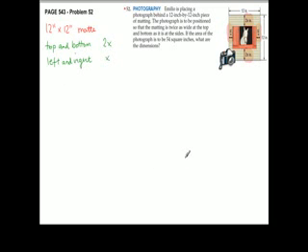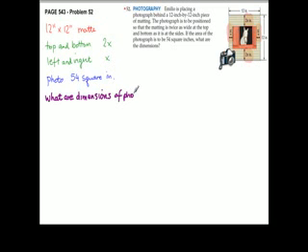What's the third sentence say? If the area of the photograph is to be 54 square inches, what are the dimensions? So the photo needs to be 54 square inches, and the question is, what are the dimensions of the photograph? That's the question we need to answer.